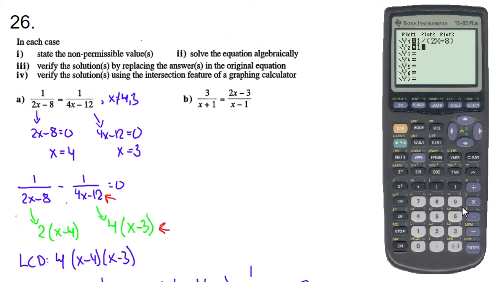Same thing with the right hand side. Again, brackets around the denominator, 4x minus 12, closing bracket. And then we graph. There's the first one, and there's the second one. So it's a little bit hard to see, so what we are going to do here is zoom in. What we're looking for is the x-coordinate where these two graphs cross each other.